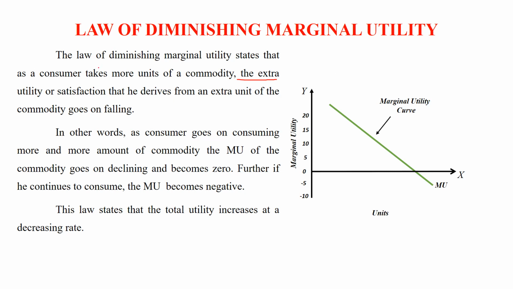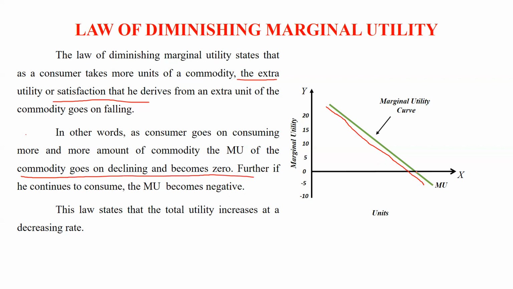So that is the law of diminishing marginal utility. It says that as a consumer takes more units of a commodity, the extra utility or satisfaction that he derives from an extra unit of the commodity goes on falling. That is why you can see this curve is sloping downwards. In other words, as the consumer goes on consuming more and more of the commodity, the MU of the commodity goes on declining and becomes zero.